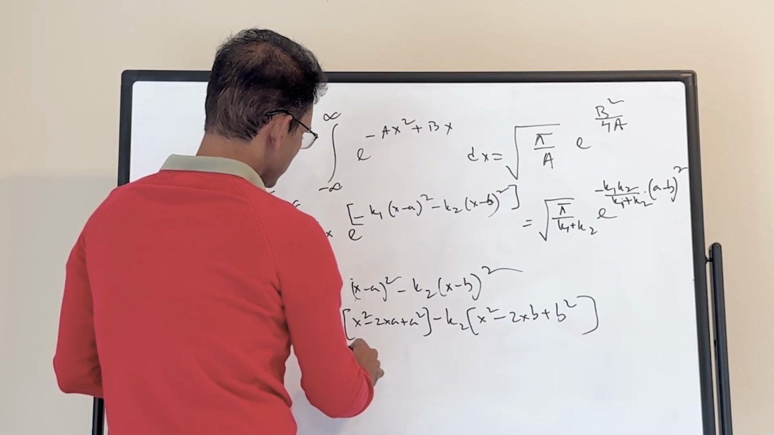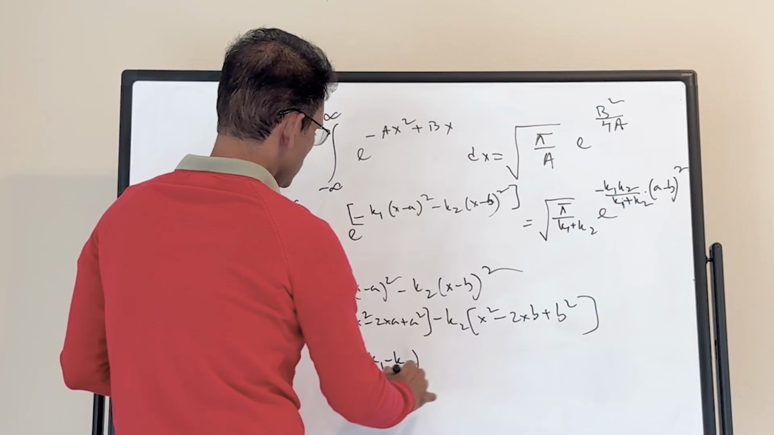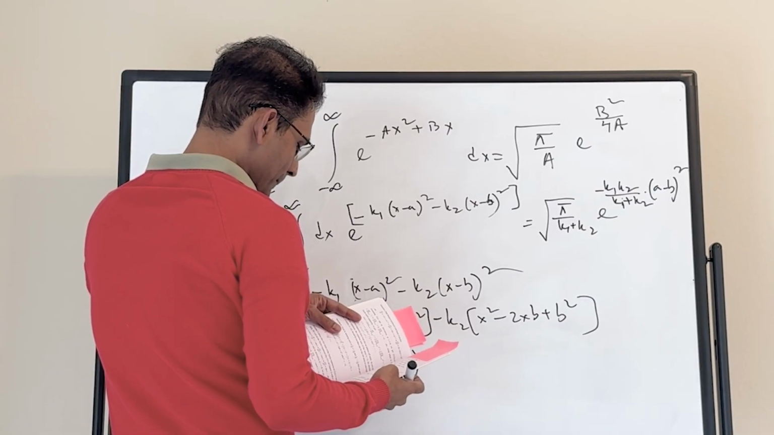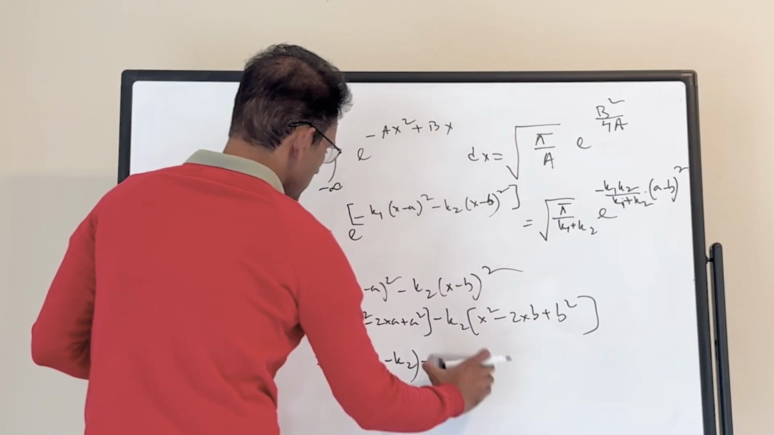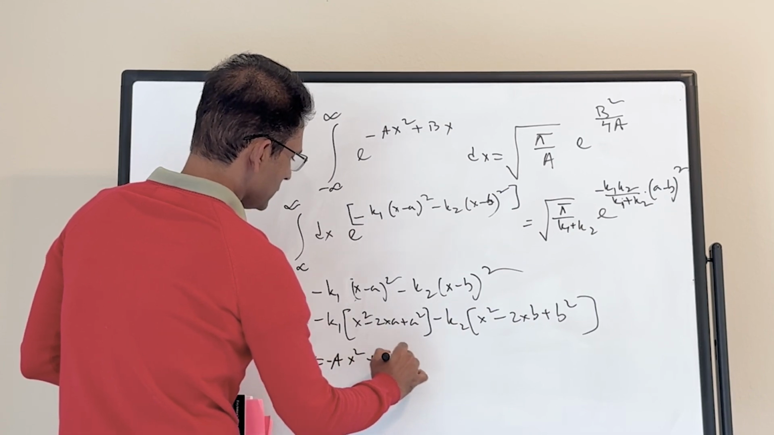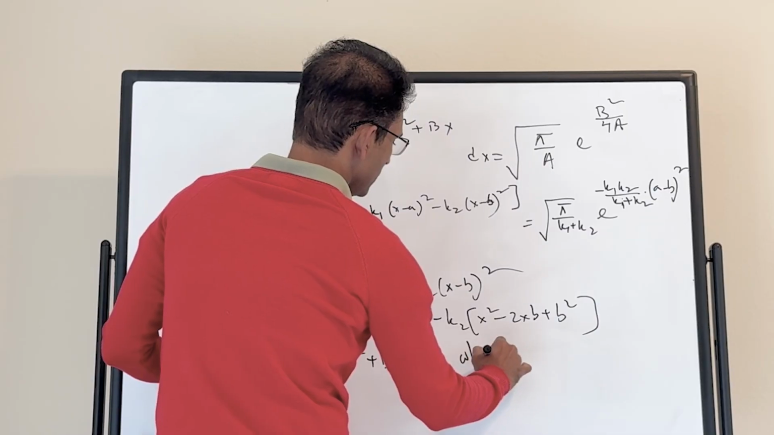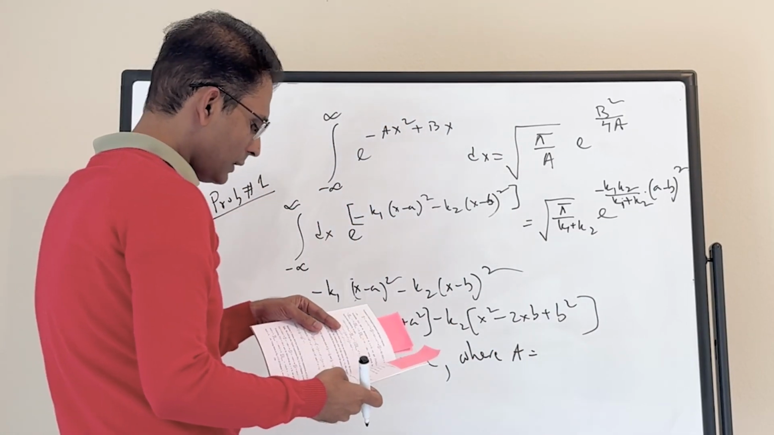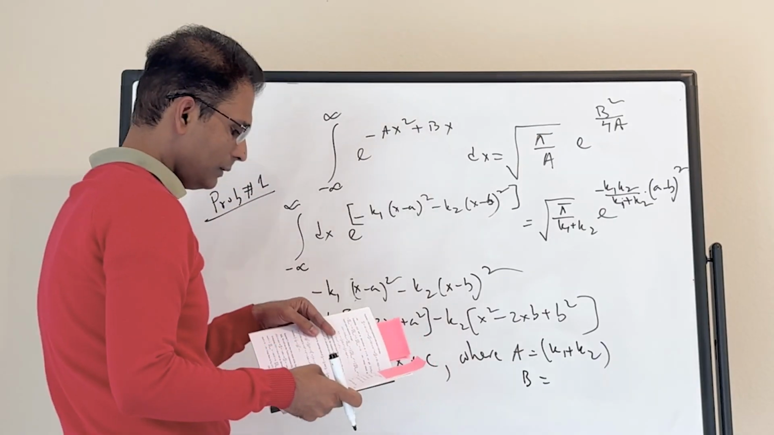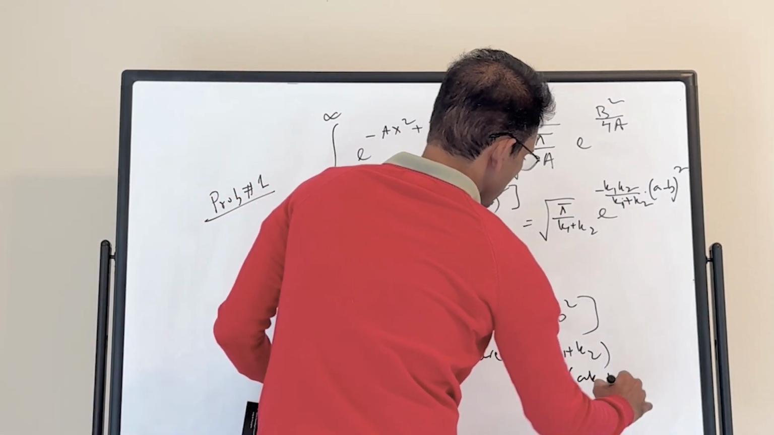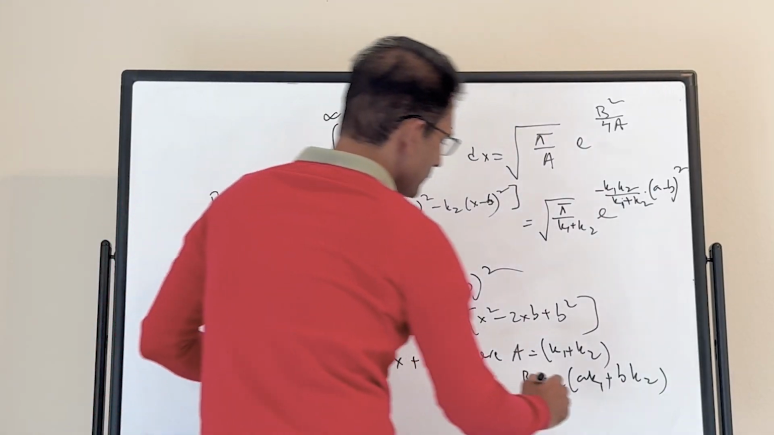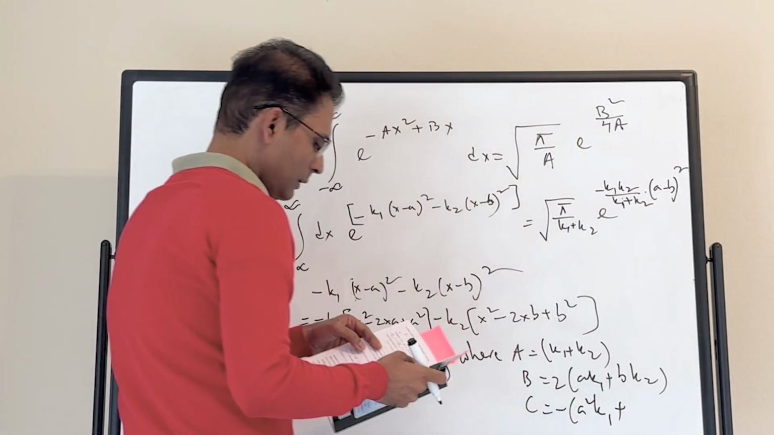So x squared, and then you have minus k1 minus k2. And similarly, you can combine all the other like terms. So let me write down the final expression. Let's write it in terms of a, b, and c. So this is equal to minus ax squared plus bx plus c, where you can check that this is correct, I'm just copying it from the book: a is k1 plus k2, b is 2 times (a k1 plus b k2), and c is equal to minus (a squared k1 plus b squared k2).